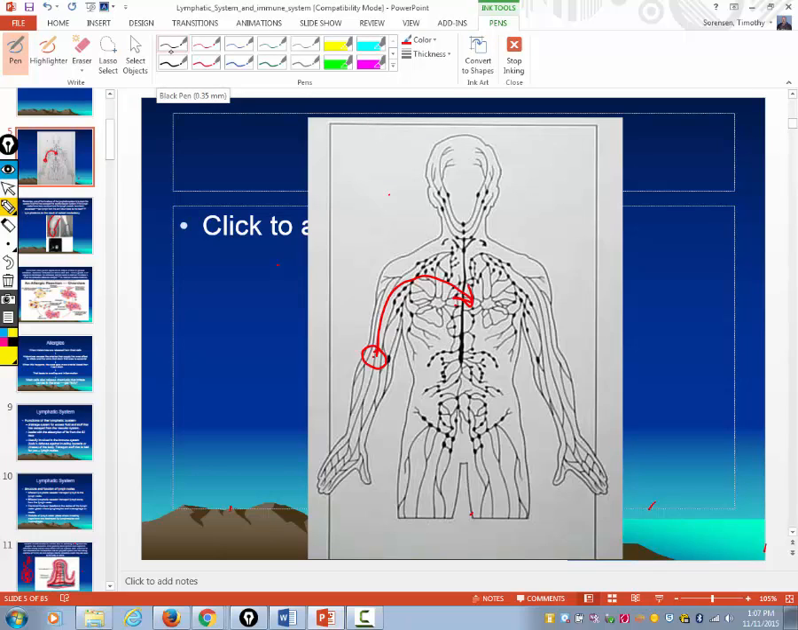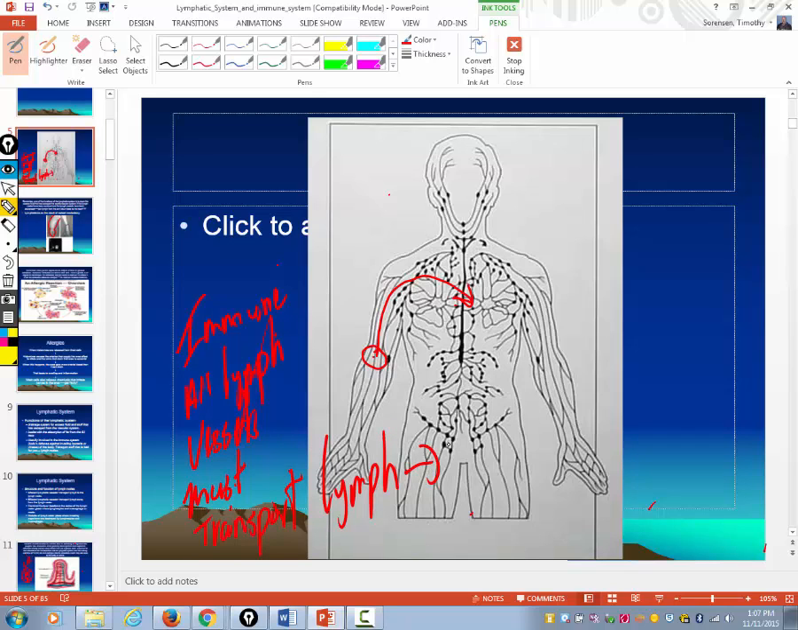What's the function of the lymphatic system? One of its functions, I'll just tell you, is the immune system to protect you. Are you with me? All right. Now, I would write this down. All lymph vessels must transport lymph through a lymph node before that lymph gets dumped into the central circulation.